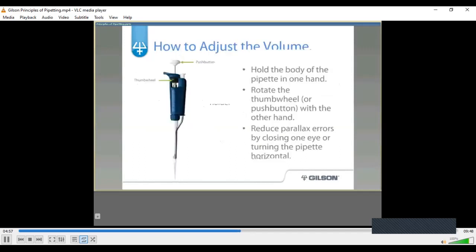How to adjust the volume. You can adjust the volume with the push button and the thumb wheel for newer models of pipettes. For older versions, volume adjustment happens with the thumb wheel. So hold the body of the pipette in one hand, rotate the thumb wheel or push button with the other hand. To reduce parallax errors, either close one eye or turn the pipette horizontal.